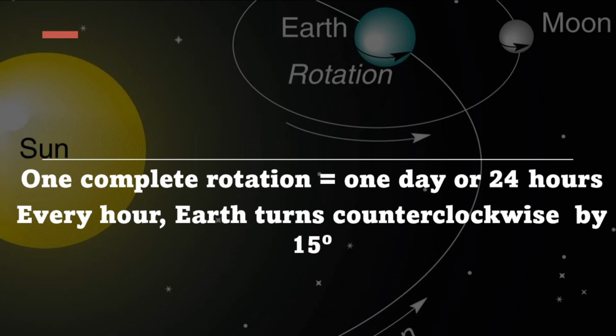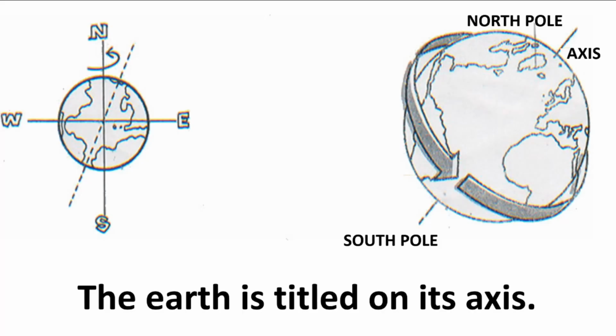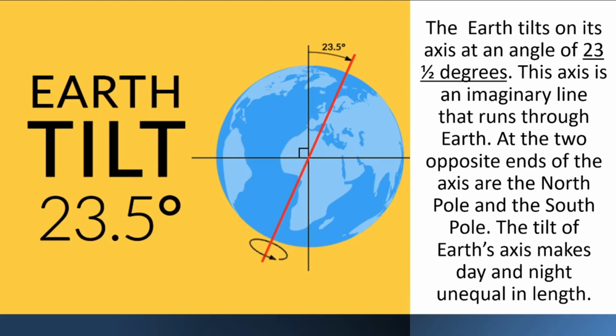Every hour, Earth turns counterclockwise by 15 degrees. The Earth is tilted on its axis. The Earth tilts on its axis at an angle of 23½ degrees. This axis is an imaginary line that runs through Earth. At the two opposite ends of the axis are the North Pole and the South Pole. The tilt of Earth's axis makes day and night unequal in length.